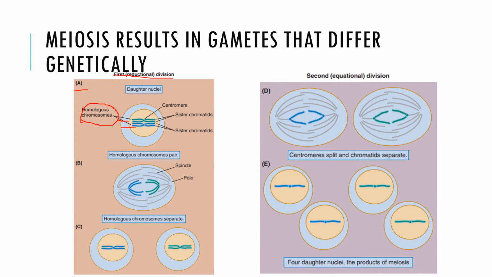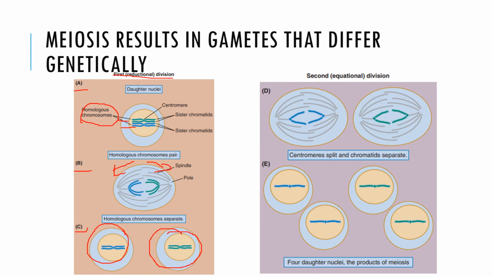In the first nuclear division, the homologous chromosomes are separated from each other, one member of each pair going to one pole, and the other to the other pole. Two nuclei are formed, each containing a haploid set of duplex chromosomes, as in letter C. So we have here two cells containing a set of chromosomes.